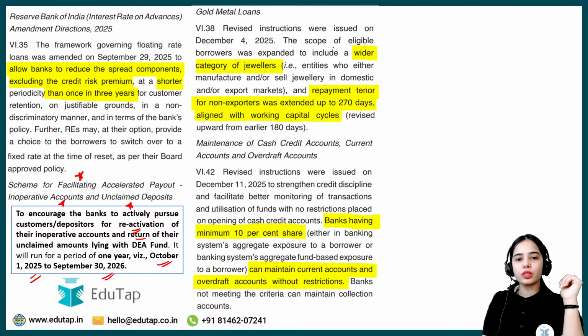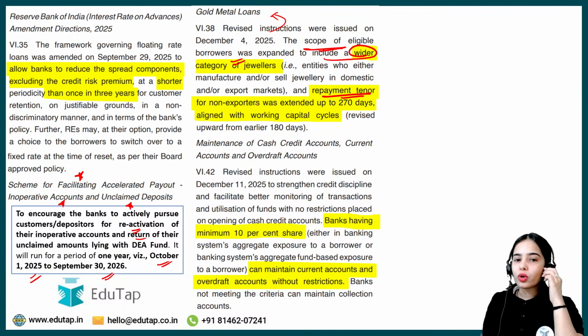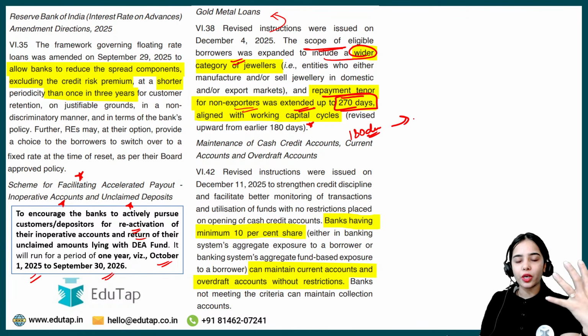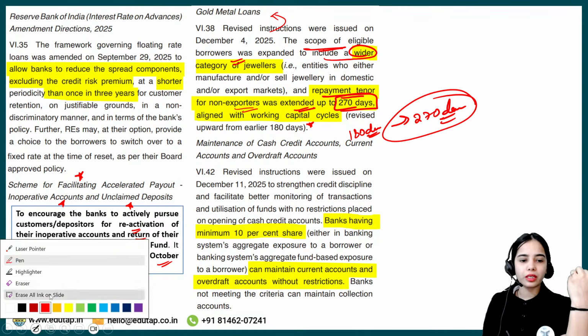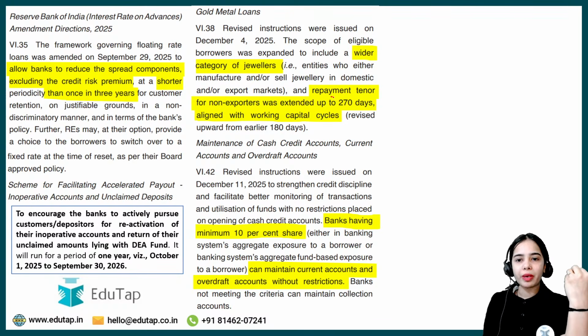Next is gold metal loans. The scope of eligible borrowers was expanded to include a wider category of jewelers under the gold metal loans, and the repayment tenure for non-exporters was extended up to 270 days, aligned with the working capital cycles. So basically from 180 days of repayment tenure, the timeline was increased to 270 days. Okay, before, the loan had to be returned within 180 days, but now the repayment tenure for non-exporter jewelers was extended up to 270 days.